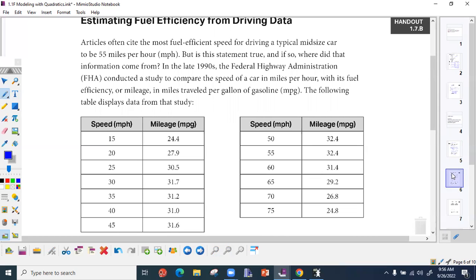Here we go. It says articles often cite the most fuel efficient speed for driving a typical mid-sized car to be 55 miles per hour. But is this statement true? And if so, where did that information come from? In the late 1990s, the Federal Highway Administration conducted a study to compare the speed of a car in miles per hour with its fuel efficiency, or mileage, in miles traveled per gallon, their MPG. Okay, the following table was collected from the data. So if you look right here, if you drive 50 miles per hour in a mid-sized vehicle, that's 34 MPG, right? And it just keeps going. That's all the data that was collected.